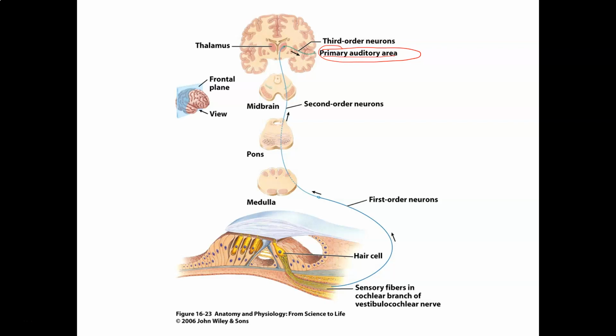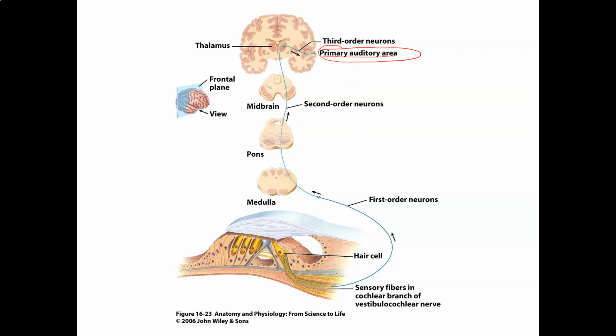So remember that the impulses from your ear need to go to a particular part of your cerebral cortex to be processed so that we can hear. And we also talked about how the axons cross over, so impulses coming from your right ear go to your left primary auditory area and vice versa.